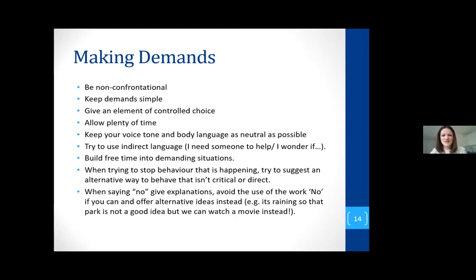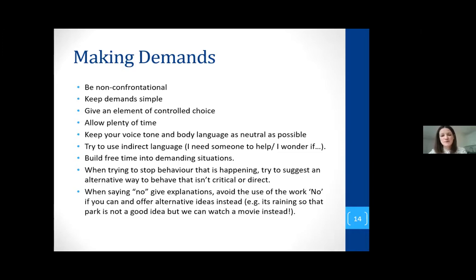Another thing quite challenging is to always stay very neutral. So often if there's a time demand, parents get more stressed and are more likely to say, come on, we need to go. And actually, as soon as you do something like that to a demand avoidant child, they're not going to want to do it at all. So remember that anxiety, be really neutral, really calm. Oh, I wonder if we could get our shoes on now. We're 20 minutes late. Try to use indirect language. So I need somebody to help, I wonder if, are quite good ways just to put demands instead.